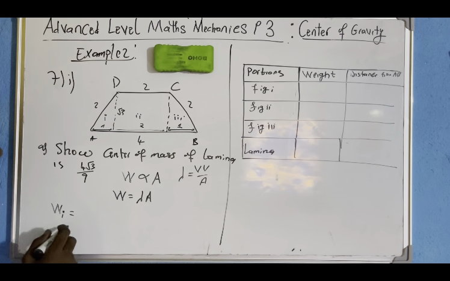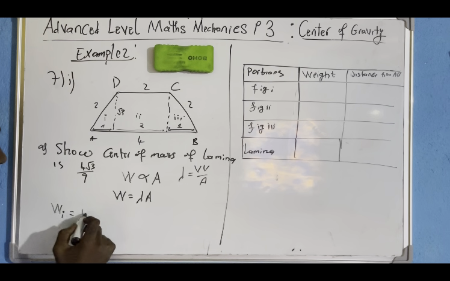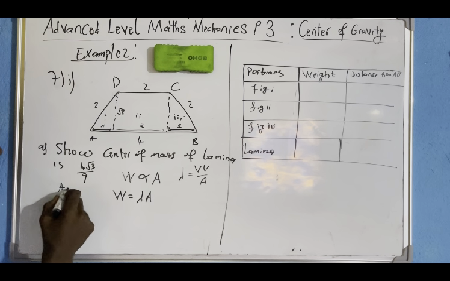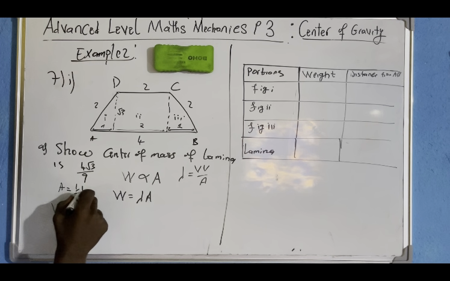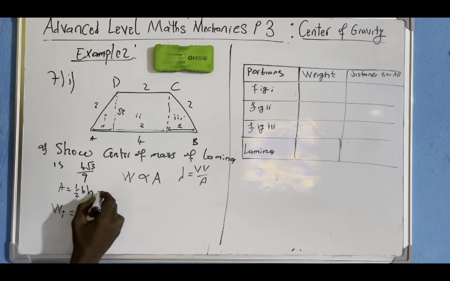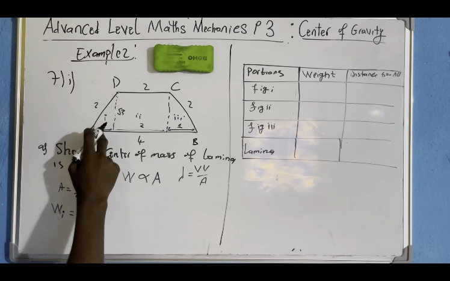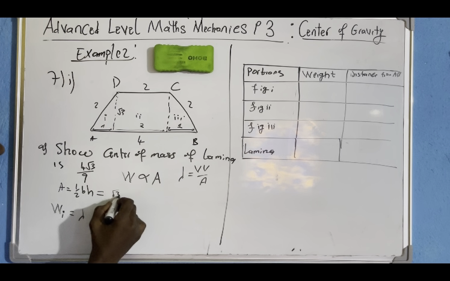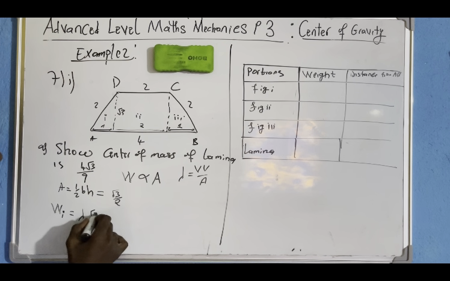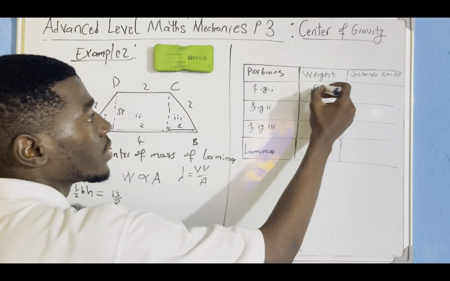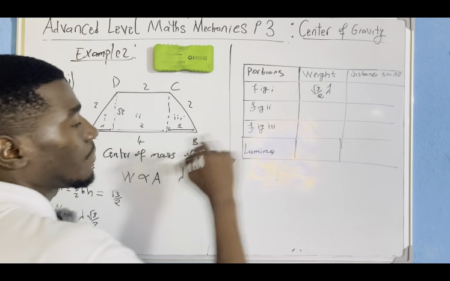So W1, the weight of our first figure, will be lambda times the area of the first figure. We know the area of a triangle is half base times height. The base, as you can see here, is 1. The height is root 3. So I will have root 3 all over 2, as easy as that. So I'll come here now. The weight will be simply root 3 all over 2 lambda.